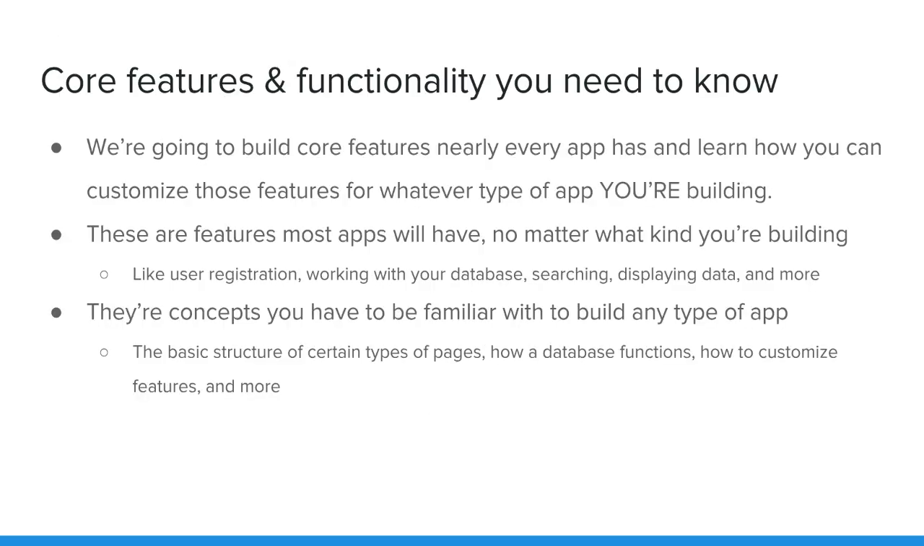So when you're building an application on Bubble, there are some core features and functionality that you need to know. And what I'm going to go over today is show you the features and functionality that nearly every single type of app, doesn't matter what kind of app you're building, will have. So knowing how to do these things will get you really, really far, because these are the core concepts that will be the base of practically any type of feature that you want to build into your application, so that you can from there customize. So these are features that most apps will have.